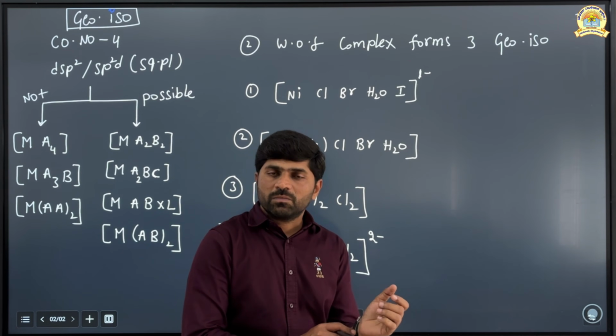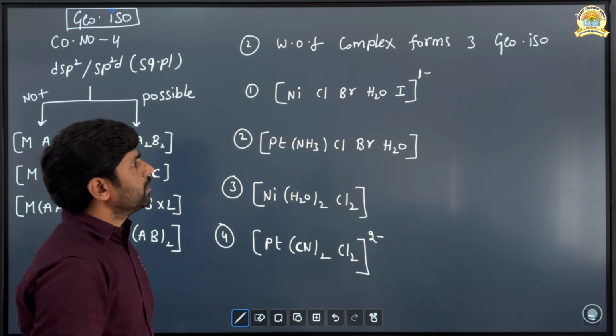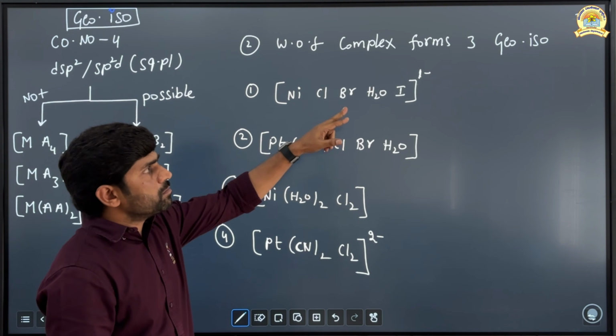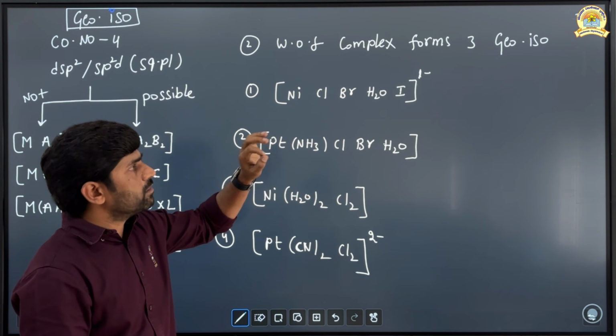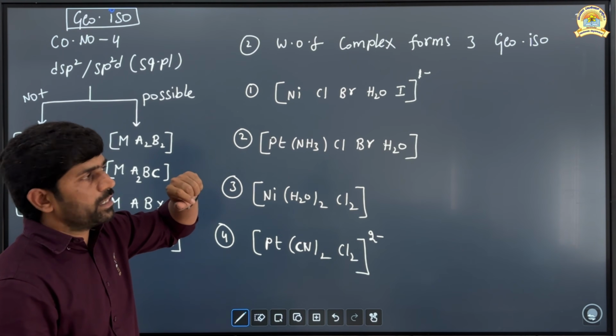Okay, students, let's come to one more question regarding the same topic. Let's observe the question also. Which of the following complex forms three geometrical isomers? This is a very, very important model. Which of the following complex forms three geometrical isomers?